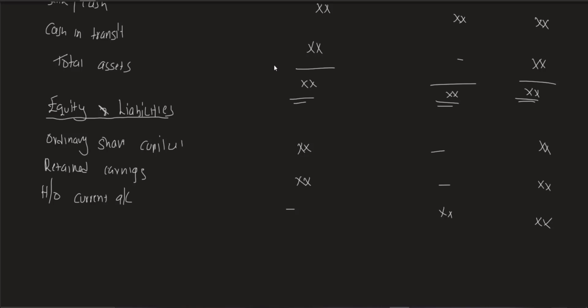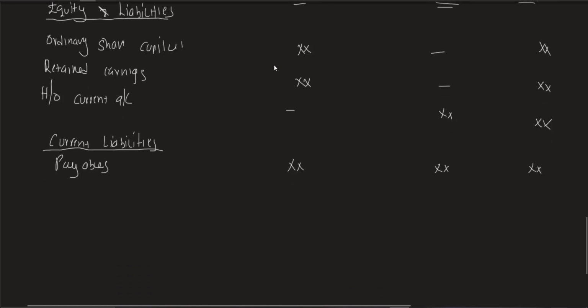And then we have current liabilities. We have payables. For the head office, the branch, and the combined. And there, my friends, is the format for the income statement and the balance sheet.